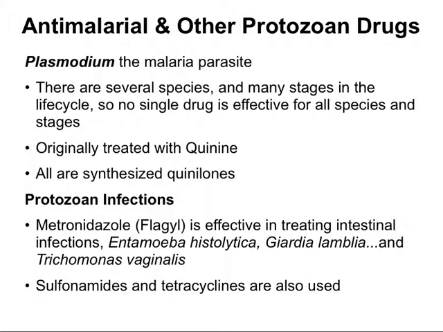Now, other protozoan infections have a few different drugs that we can choose to treat them. You may have heard of Flagyl or metronidazole. It's effective at treating intestinal infections like Entamoeba histolytica or Giardia lamblia. It's also effective for Trichomonas vaginalis, a sexually transmitted disease. Other protozoan infections can be treated by some of the sulfonamide antibiotics, as well as the tetracyclines. So this is an area where we see some crossover between treatment of prokaryotic cells and eukaryotic cells.